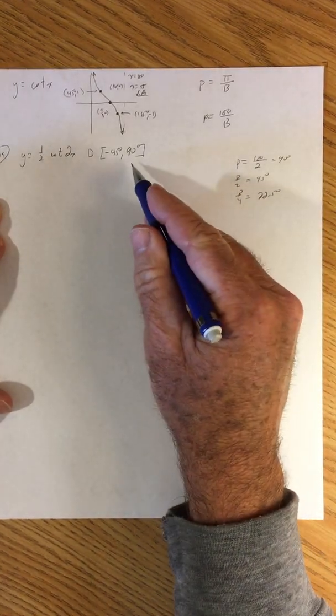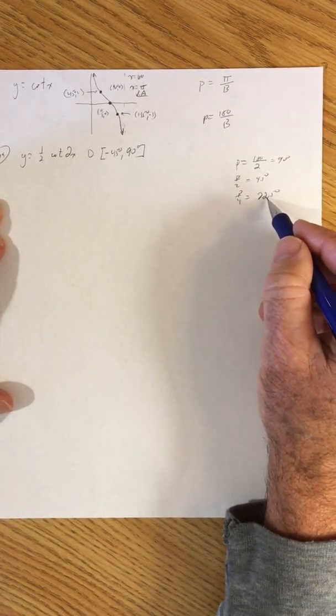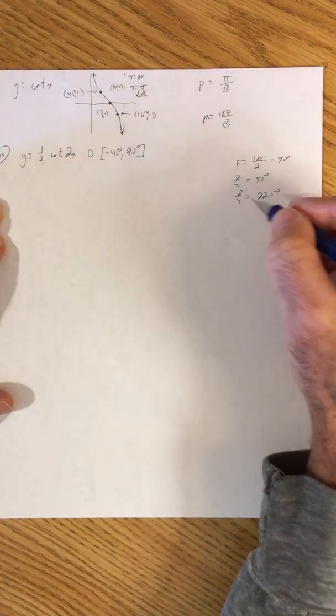All right, so we're going to need this information when we start graphing. If we go negative 45 to 90, we're going to have tick marks at 22.5. So we're going to need 2 to the left and 4 to the right.